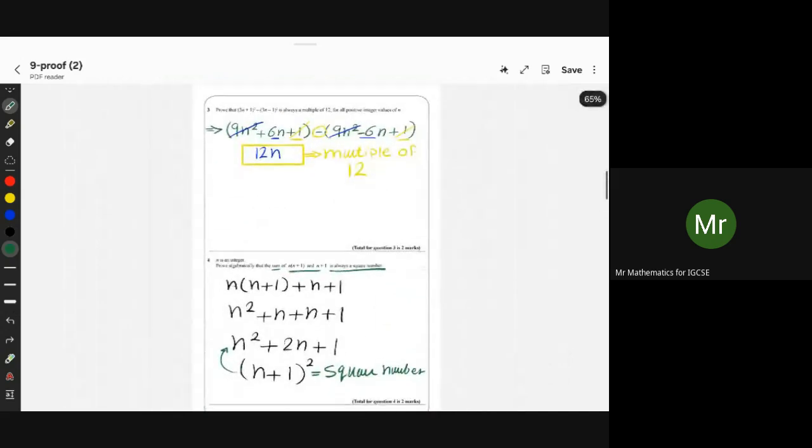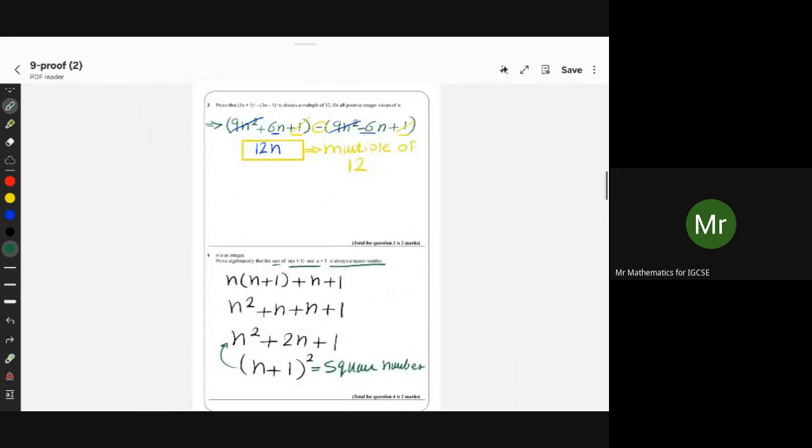So here is number 3 and 4. Please copy them well. If you have a question, please ask.